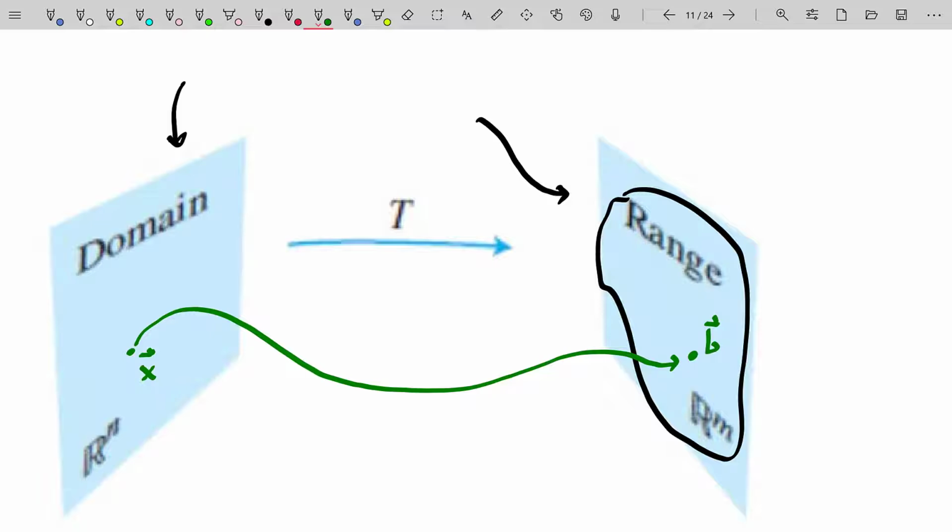Hey, if I hand you a random b, is there a vector x that I would plug into the transformation to get b, transformation of x equaling b? And the answer is yes. If it's onto, absolutely. Everything in the codomain is within the range of the transformation.